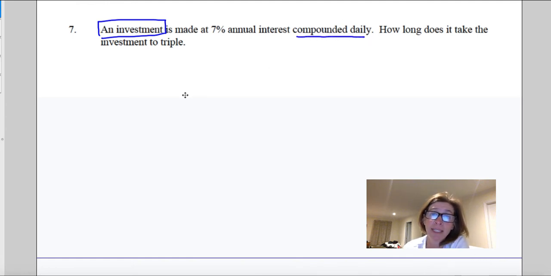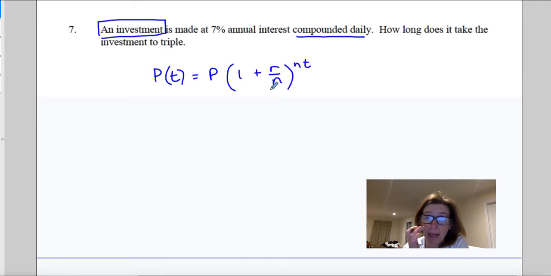So compounded daily means I'm going to be using the compound interest formula, which as a reminder is P of T equals P, for principal, times 1 plus R over N, to the NT. Where R is the rate, N is the compounding period, T is the time, and P is the principal.